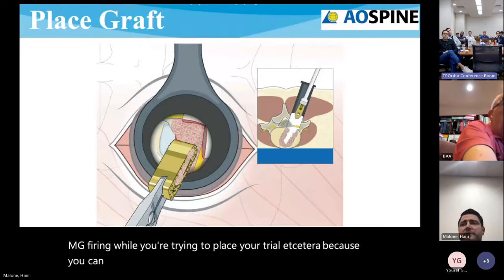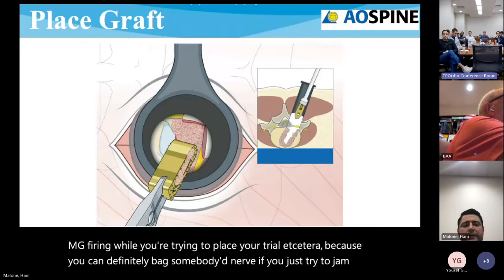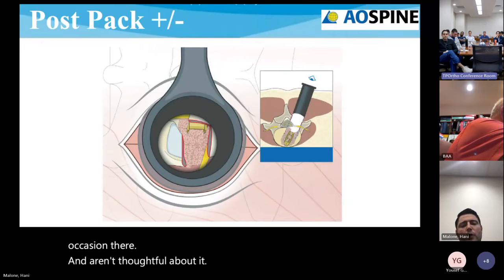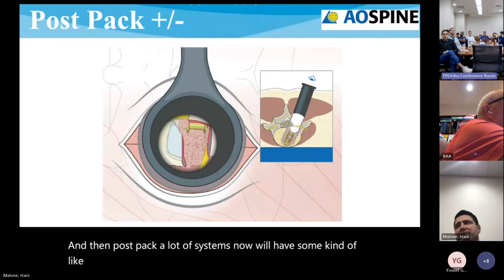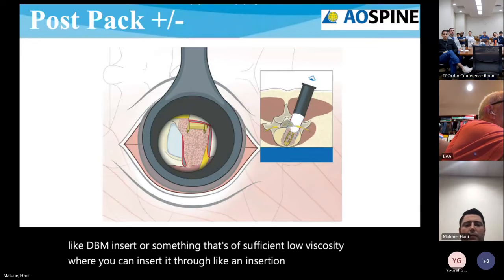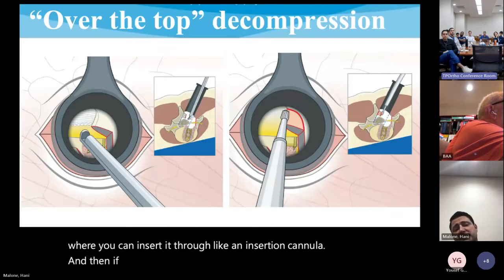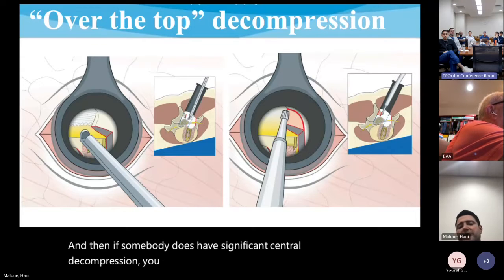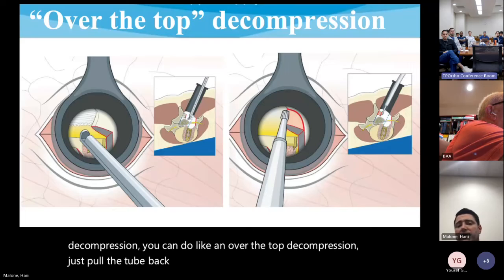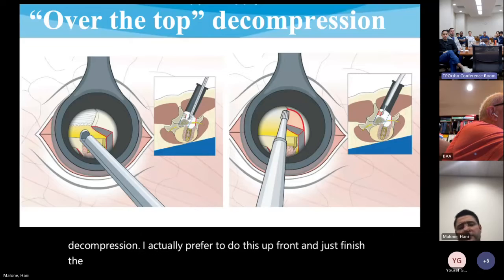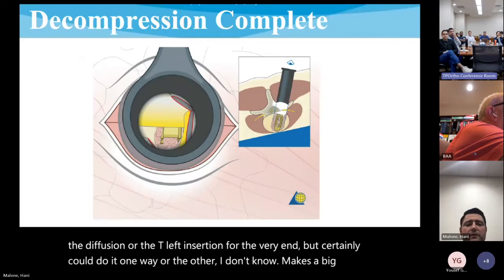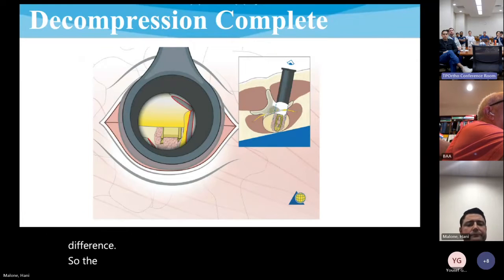Because you can definitely injure somebody's nerve if you just try to jam a cage in there and aren't thoughtful about it. And then post-pack, a lot of systems now will have some kind of DBM inserter that's of sufficiently low viscosity that you can insert it through an insertion cannula. If somebody does have significant central stenosis, you can do an over-the-top decompression: pull the tube back, look contralaterally and do a decompression. I actually prefer to do this up front and finish the TLIF insertion for the very end, but if you do it one way or the other, I don't know that it makes a big difference. So decompression is complete.